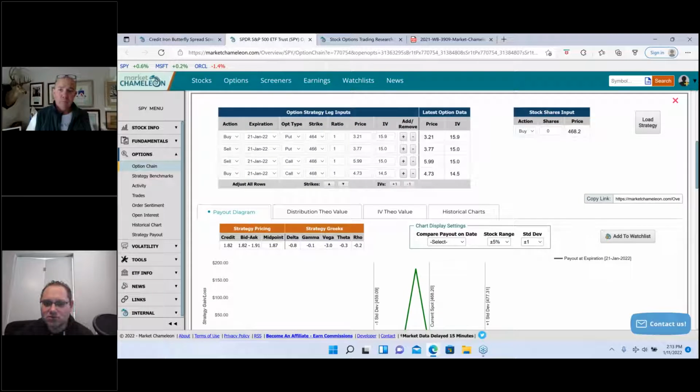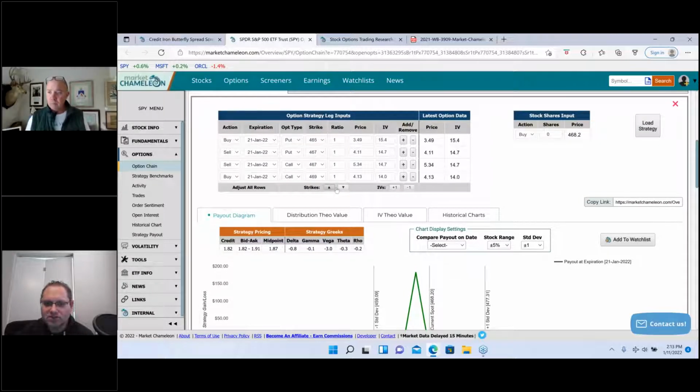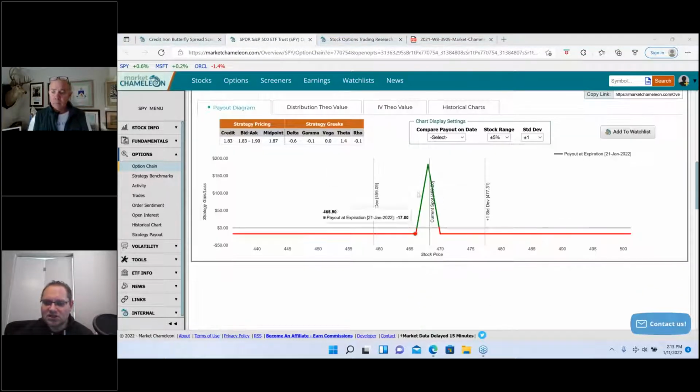Let's come back to the original one at 468. I'm going to reload that strategy. And here we see that right now it's a $1.83 credit, midpoint $1.87. So if you're selling something, you always try to get better, right? So your midpoint is kind of your reference price, where as options traders, that's where we think of the market fair value, right?